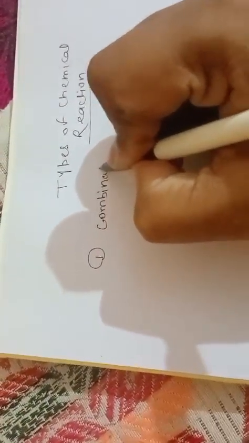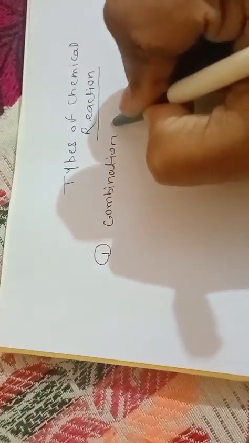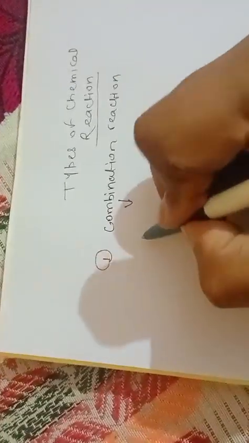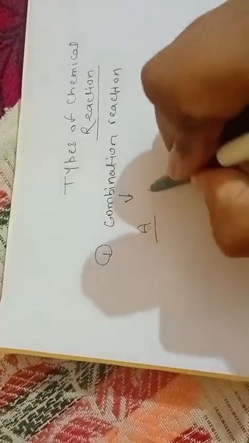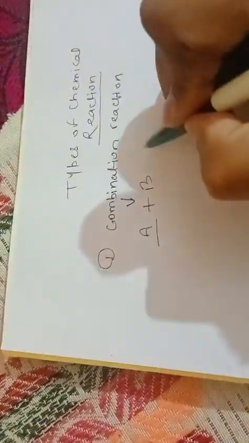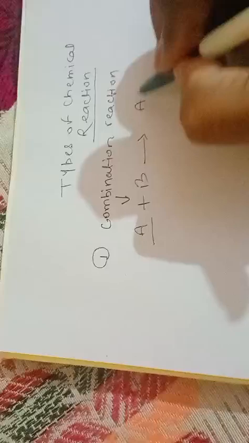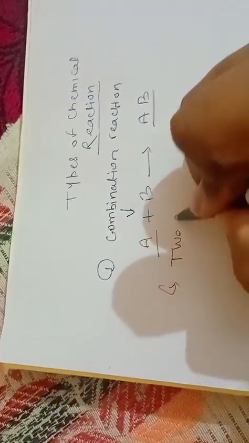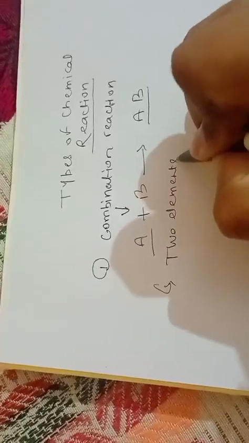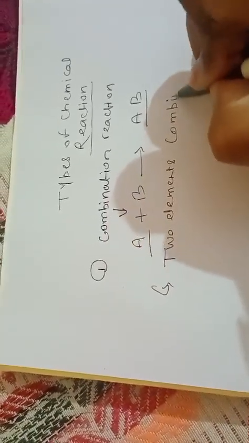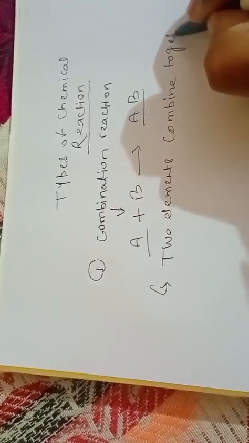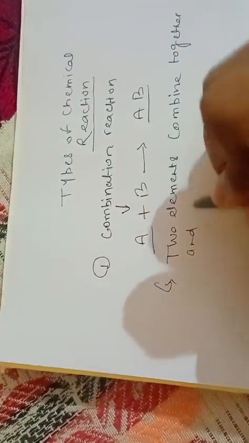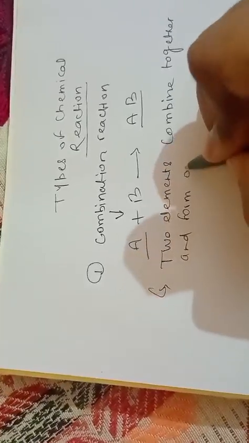So, it is clear from its name that two elements, suppose we have one element A and one B, combine together and form a single compound. So it says that two elements combine together and form one compound.